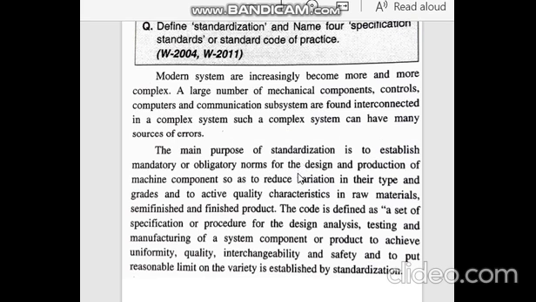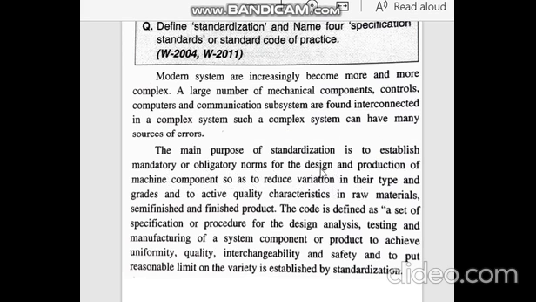See, if you follow standardization, and you supply some material, some machine, some motorcycle to a foreign country, and if some of the parts are to be changed, they'll be able to find in their own market some standard part with which they can replace it. Okay, so these are mandatory or obligatory. That means these are compulsory norms which everybody should follow, and these are for design and production of the machine components, so as to reduce the variation in their type.